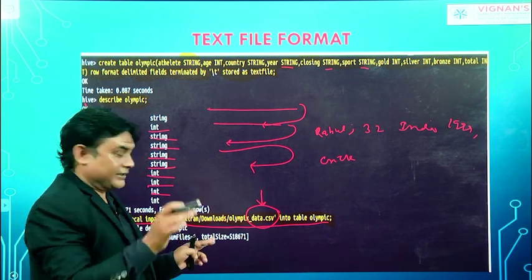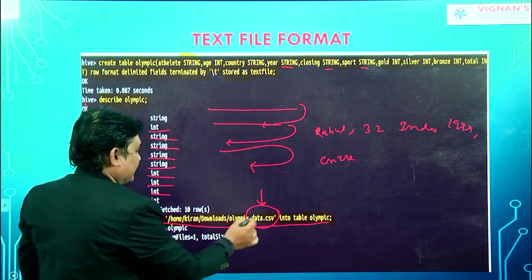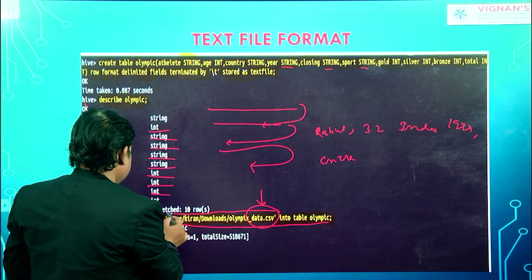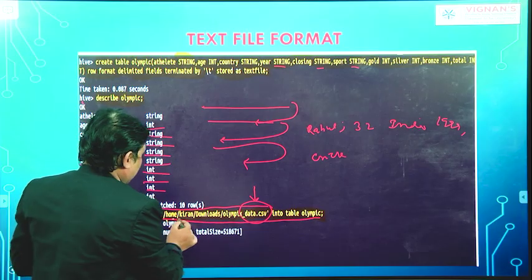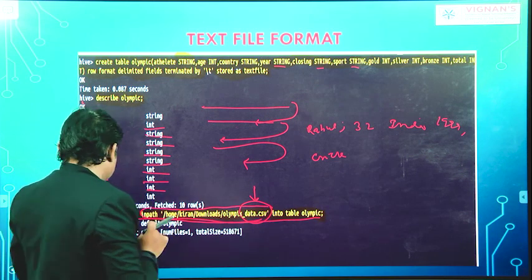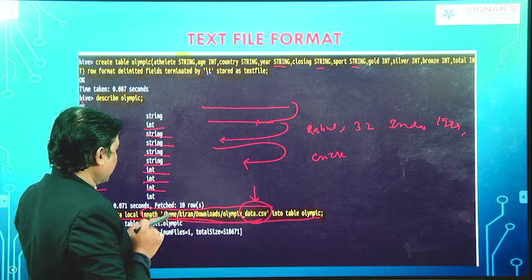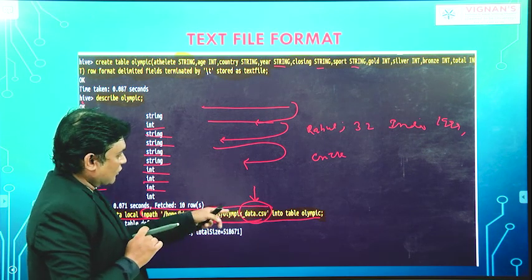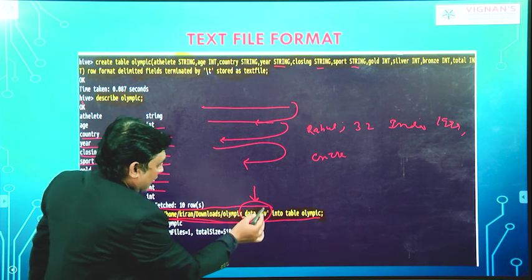You are going to load the data. Then you have to specify the location, in which location your data is present. You have to provide the location name. So you are giving the location home, Kiran, download, olympic.data. So this is the file name.